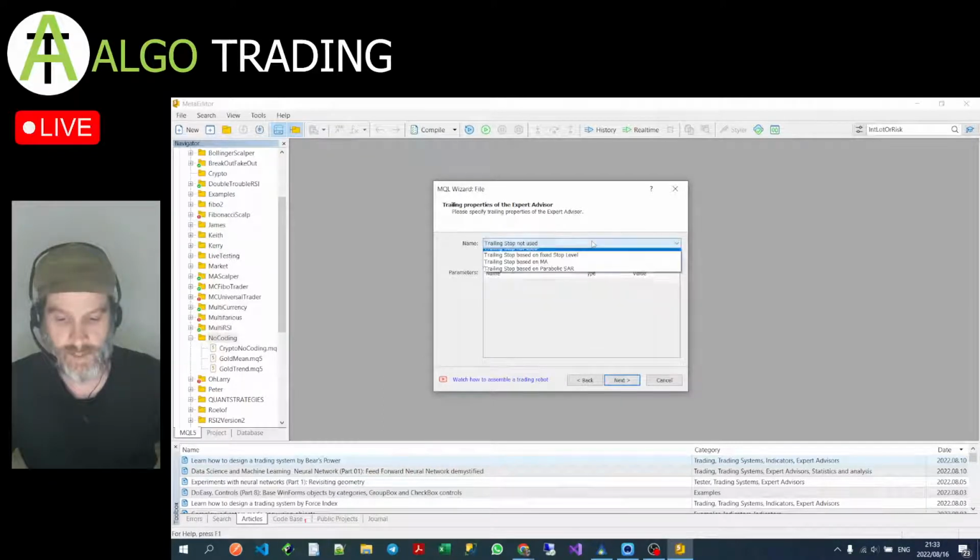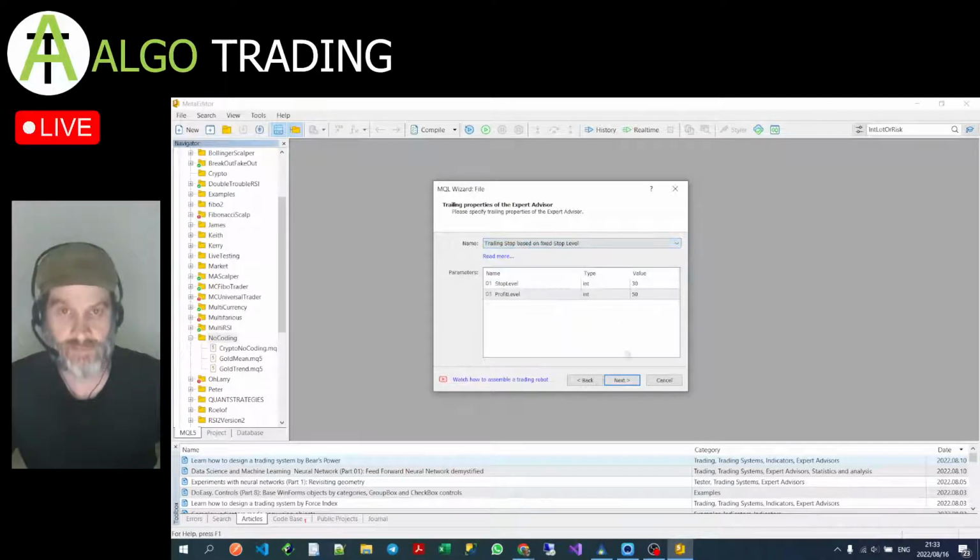That's it. We're going to use a trailing stop based on fixed level. You guys could choose what you want. I mean, if you want to use a trailing stop based on MA, parabolic SAR, or not use it, but I like fixed level, so you could do it to whatever you want. You could try it, test it out, play around with the settings, play around with everything until you find something that works for you.